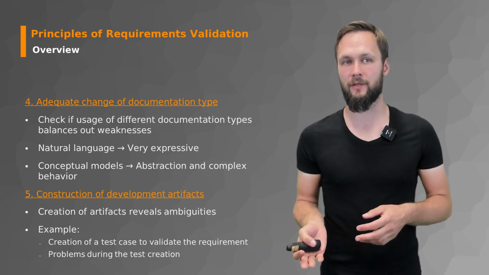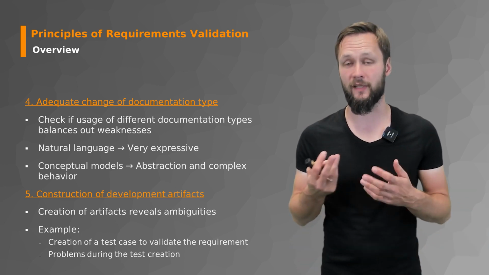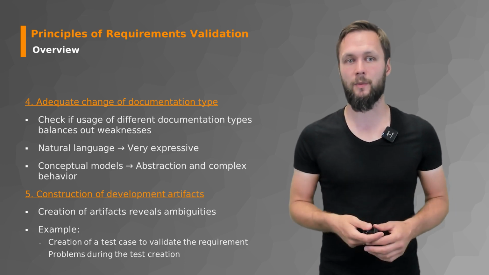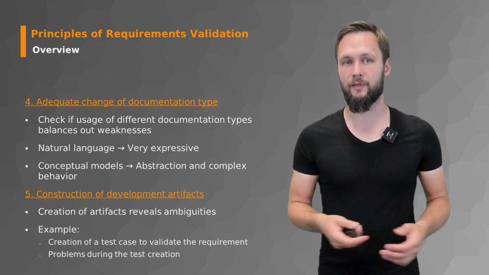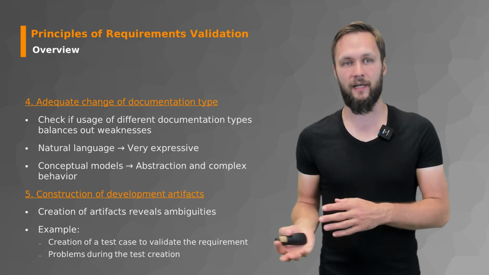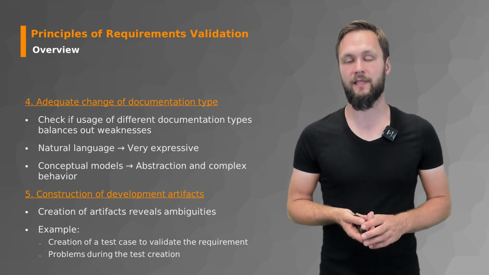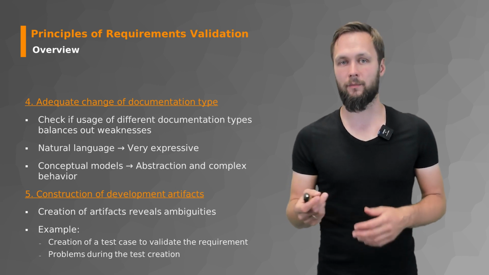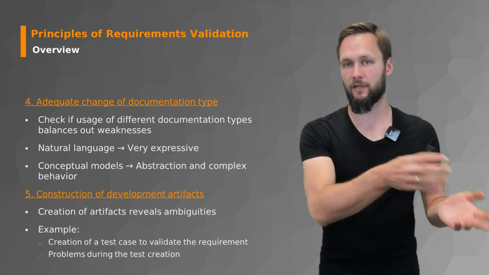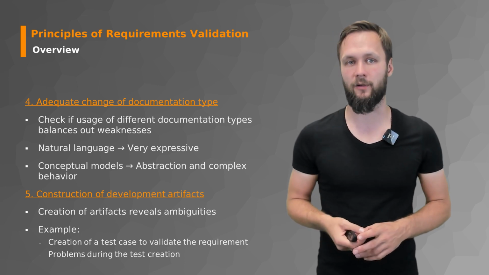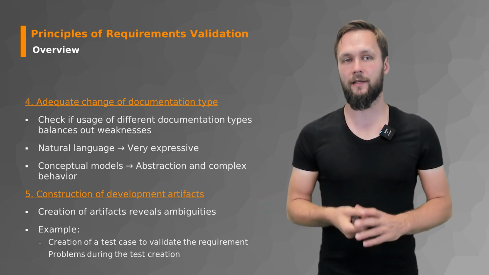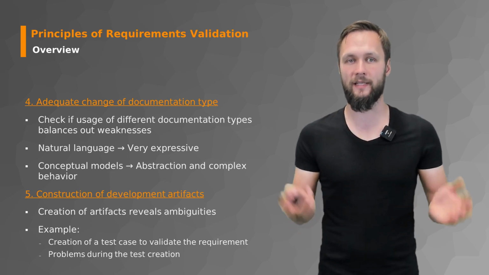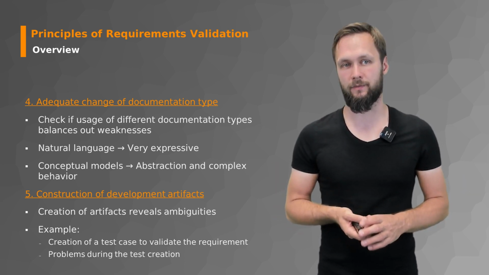So I have talked about the advantages of natural language. It's very expressive, very universal, very flexible, but has problems with abstraction and documenting complex behavior, which on the other side is something that conceptual models can do very well. But even within the family of conceptual models, there are some tools that can do this part very well and others can do that part very well. So make sure that in the end, the documentation of a requirement is properly done and that the weaknesses of different approaches balance each other out.